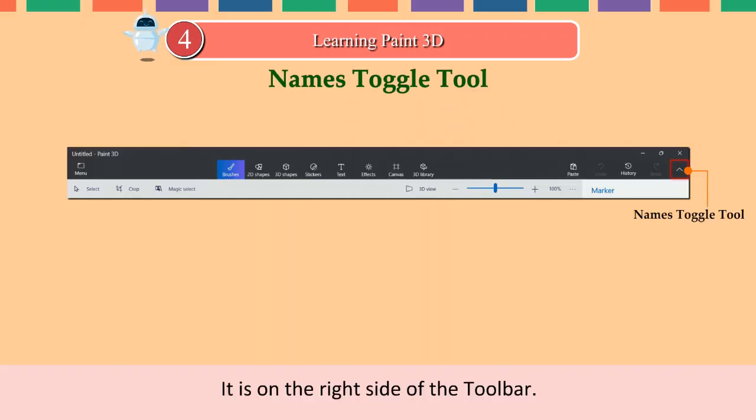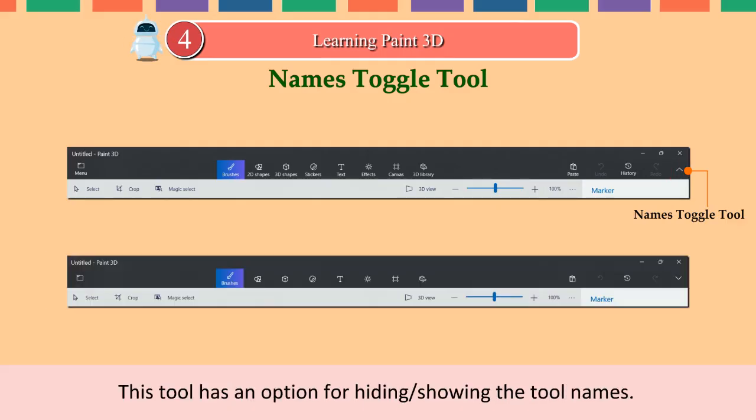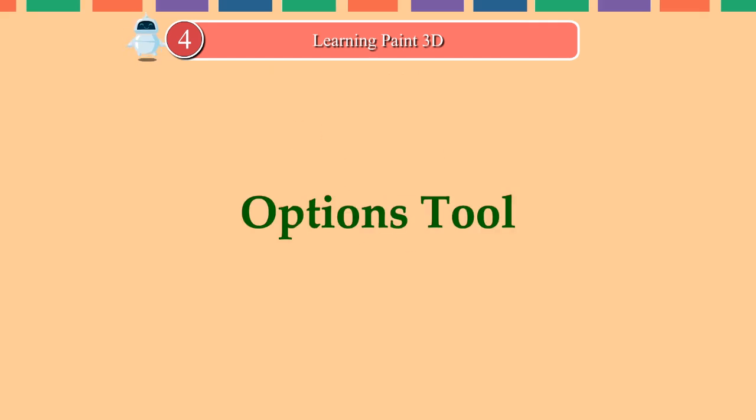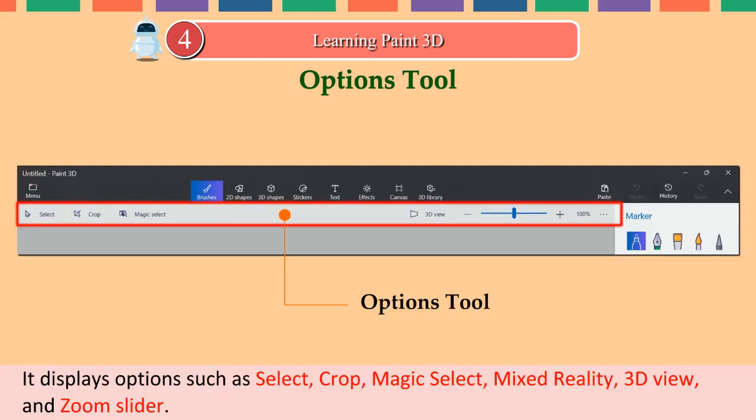Names toggle tool. It is on the right side of the toolbar. This tool has an option for hiding or showing the tool names. Options tool. It displays options such as Select, Crop, Magic Select, Mixed Reality, 3D View, and Zoom slider.